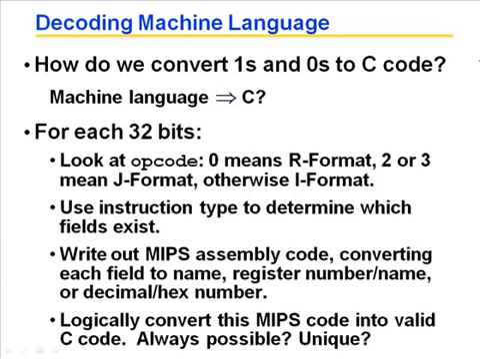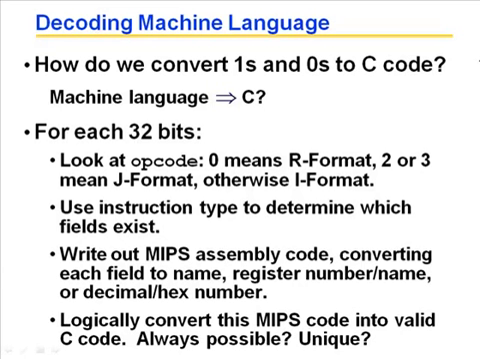We don't do that in this course, but that's the magic of what you can do with this. So you look at the opcode. 0 means R format, 2 or 3 means J format, otherwise I format. Then use the instruction type to determine which fields exist, and write out MIPS assembly code converting each field to the name, register number, name, or decimal or hex number. Logically convert this MIPS code into valid C code.